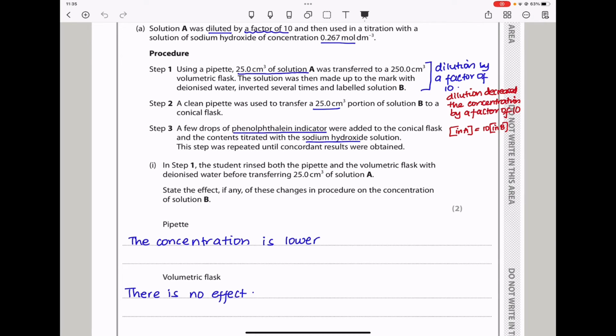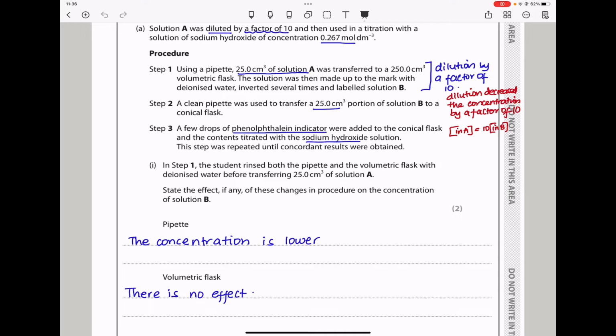So the first question says, in step 1, the student rinsed both pipette and volumetric flask with deionized water before transferring 25 centimeters cubed of solution A. State the effect, if any, of these changes in procedure to the concentration of solution B. The concentration of solution B is going to be lower in the pipette because the pipette is supposed to be rinsed with a solution, not with water. So the concentration is going to be lower.